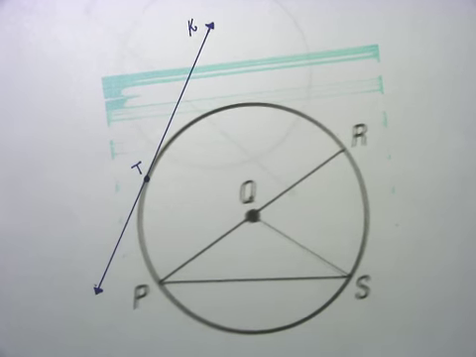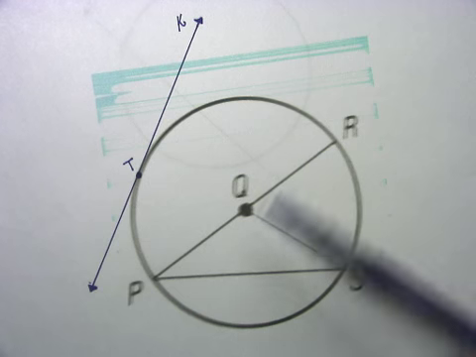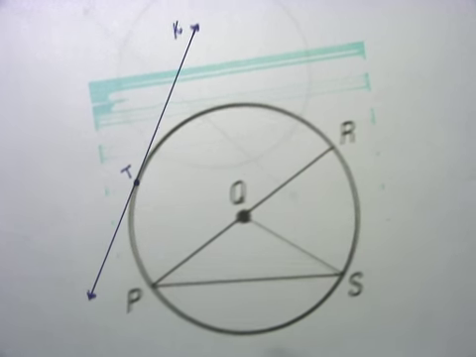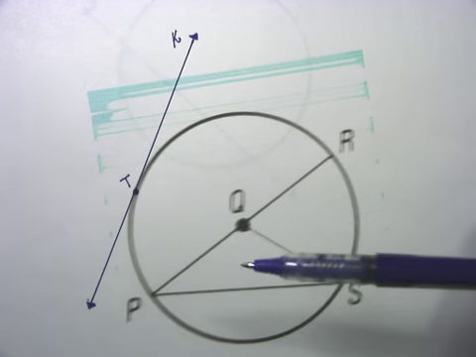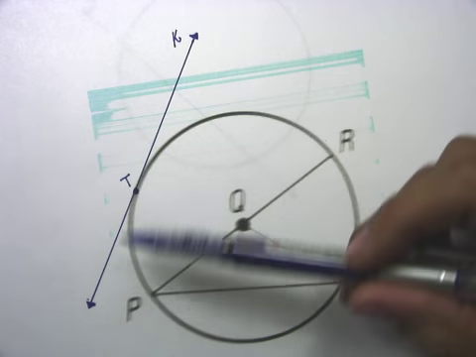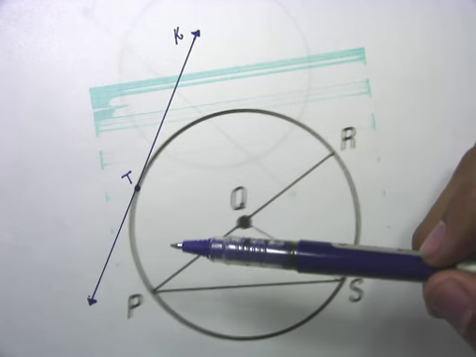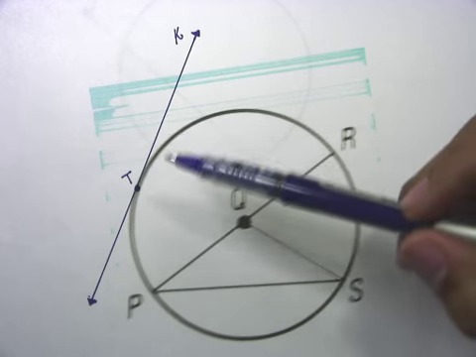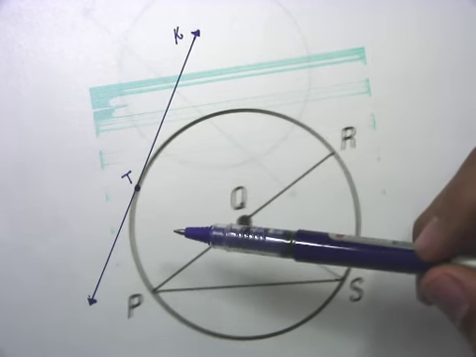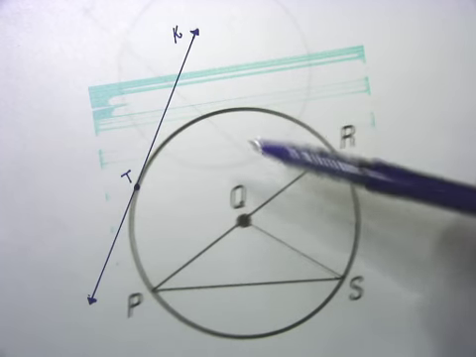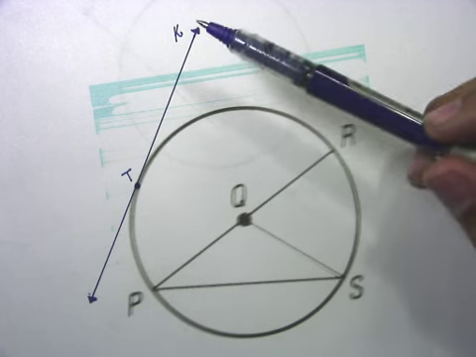Now, is chord PS a diameter? If you guess no, then you guess correctly. Chord PS is not a diameter because it does not go through the center of the circle. Now, you can see here, I have line K, which is tangent to circle Q. Line K is tangent to circle Q because it's touching the circumference at one point, point T. The point where a line touches the circumference of a circle at one point is called a point of tangency. Line K is tangent to circle Q at point T.